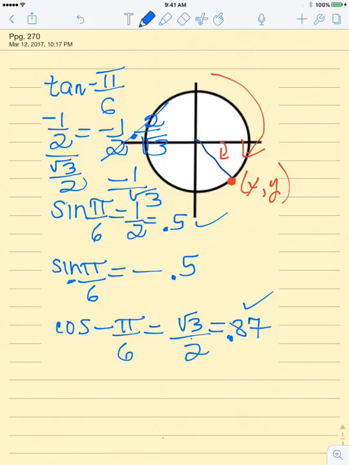And just on your calculator, go ahead and divide negative 1 by the square root of 3. You're going to round that to 2 decimal places, and you're going to get negative 0.58. So negative 0.58.